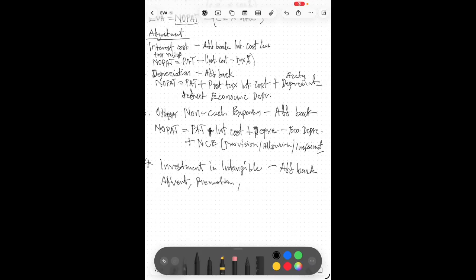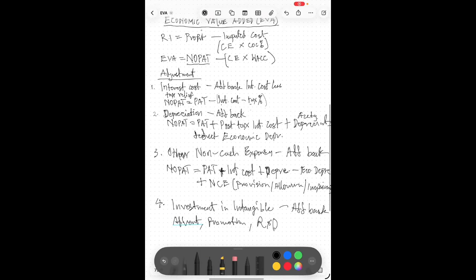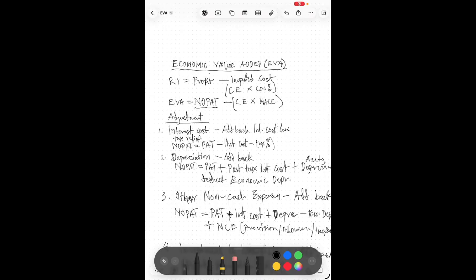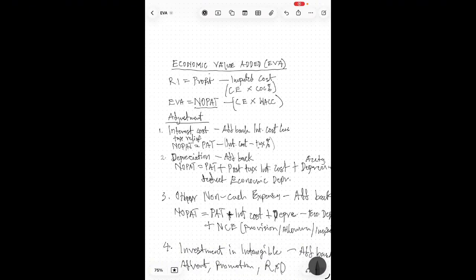I said also research and development. So these are the adjustments you just need to do in order to calculate your net operating profits. These are things you need to just add back, and that's all. Therefore, if I'm just looking at the calculation, we've looked at this one.